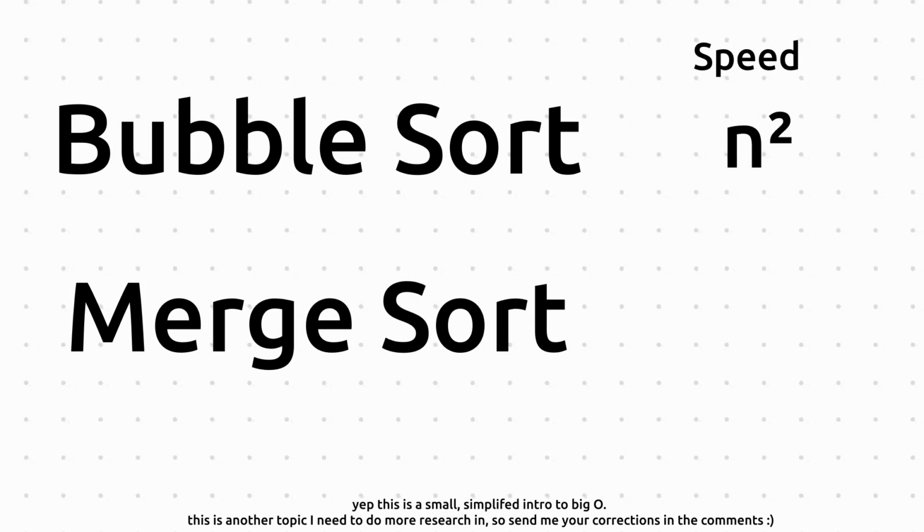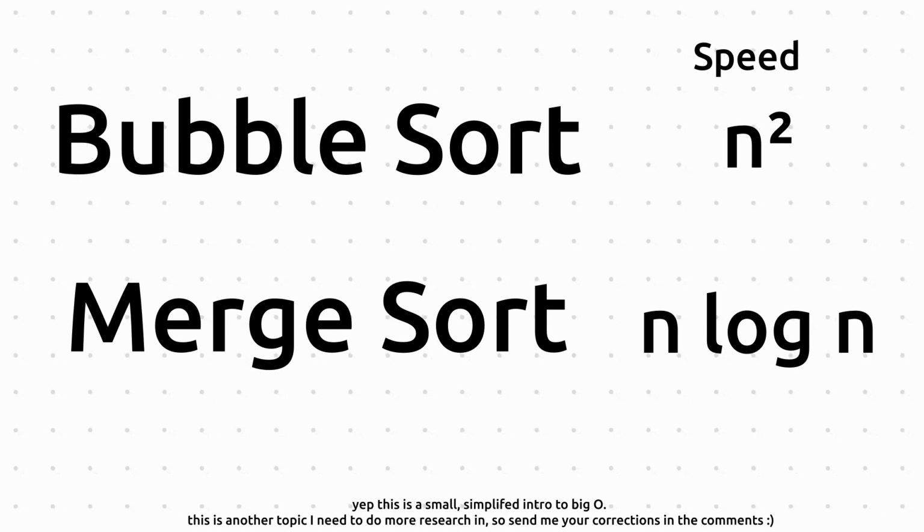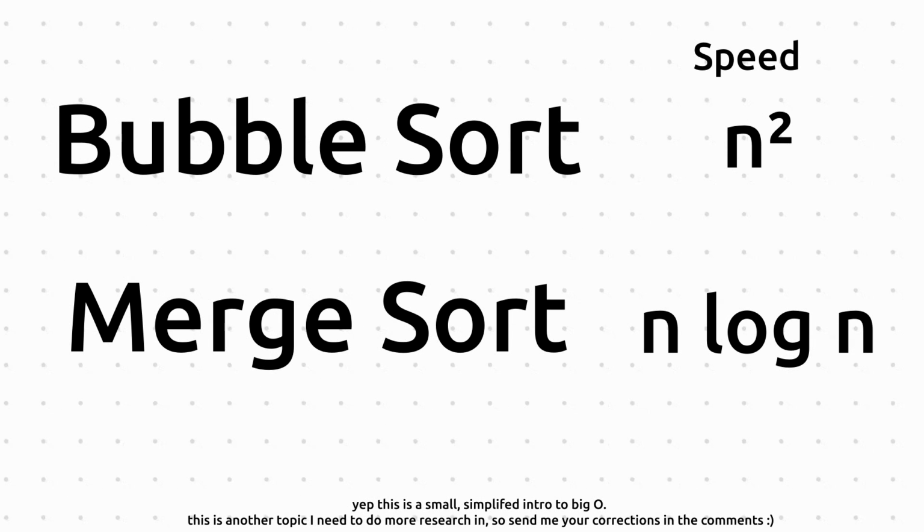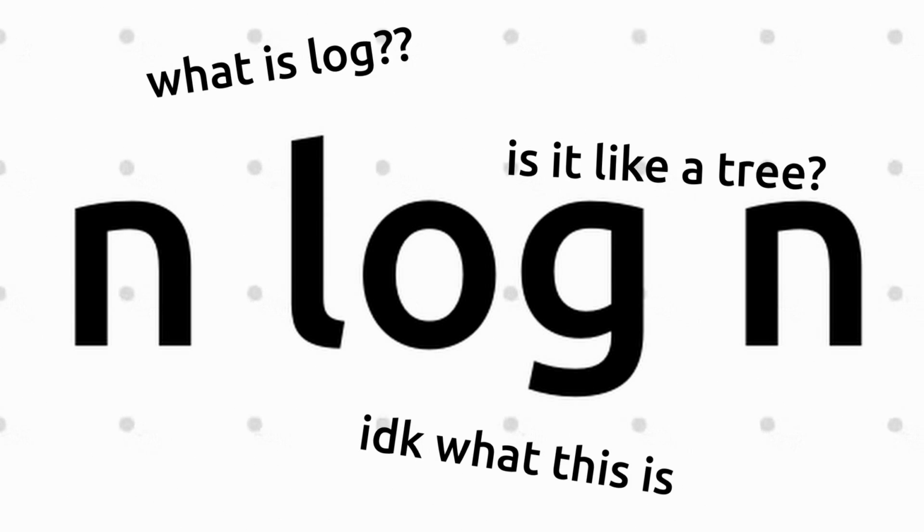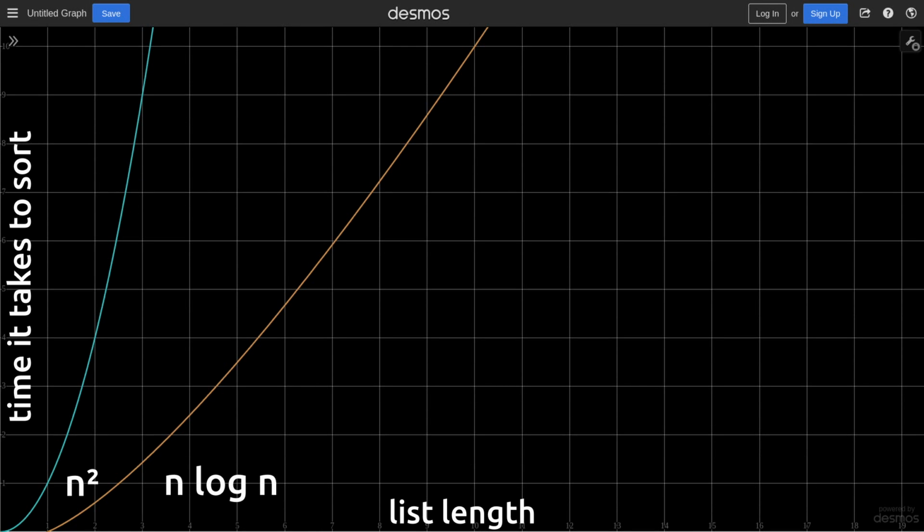This sorting algorithm operates at n log n speed. Now, I won't go too much into detail about log and whatever that is, but here's a graph of it. And as you can see, it's much faster than n squared.